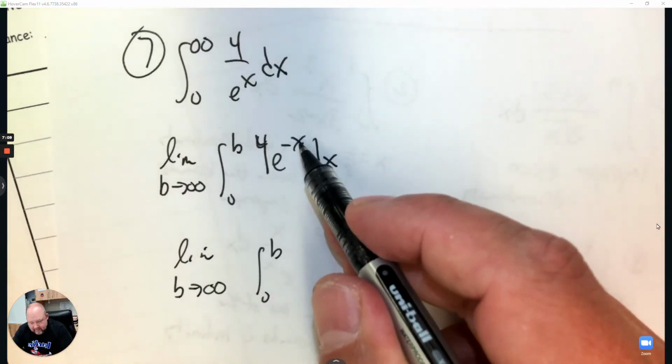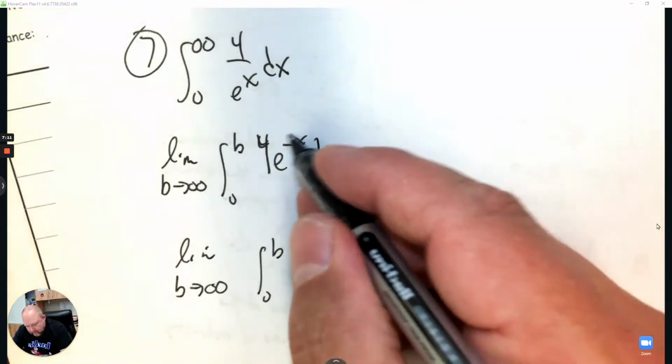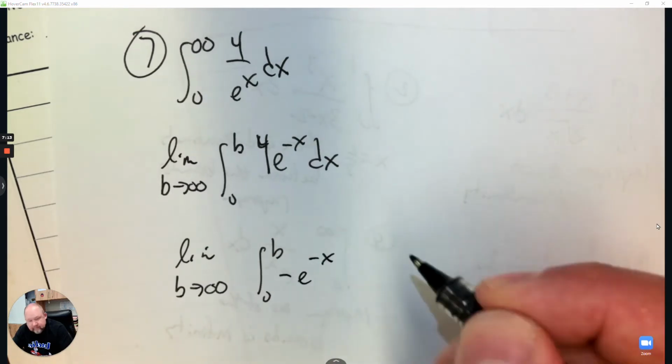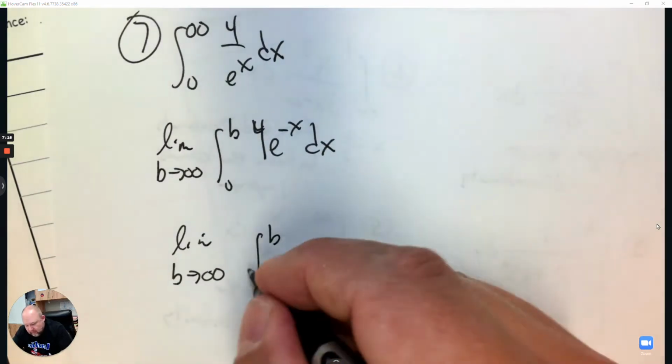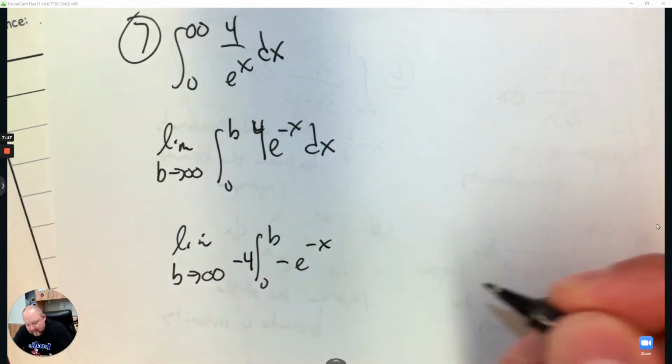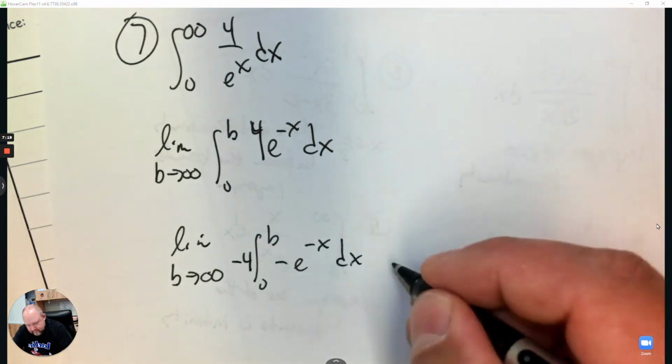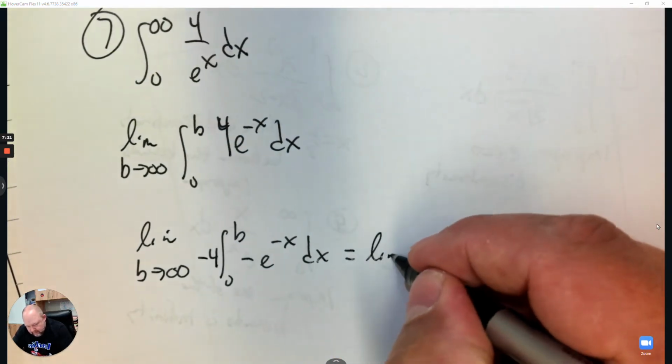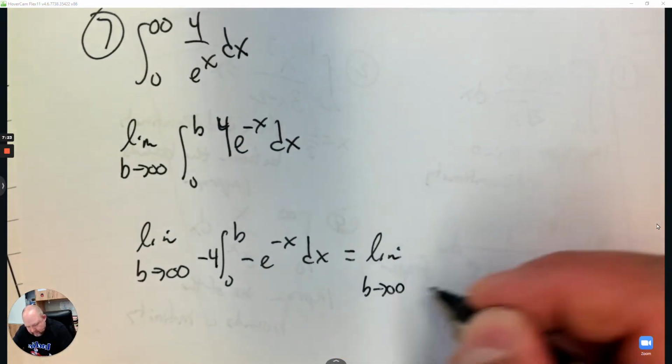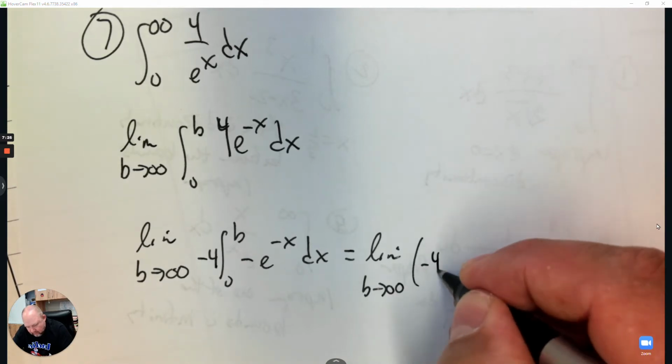E to the negative x. The hook should be negative 1. It's 4. So what was it before? What it becomes, we need a negative 4 in front. And now we can integrate this. So it starts with negative 4.